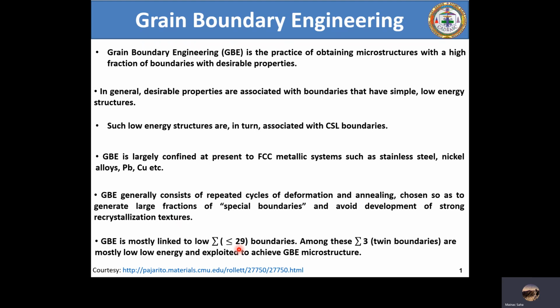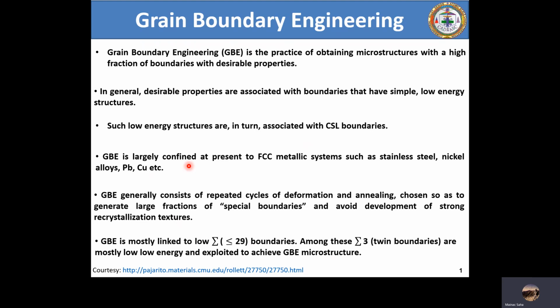Although people have reported this, among these, sigma 3 or the twin boundaries are mostly the lowest energy boundaries compared to sigma 5, sigma 7, and sigma 9, and must be exploited to achieve a grain boundary engineering microstructure. This is exactly the reason why GBE at present is largely confined to FCC metallic systems which have low stacking fault energies, like austenitic stainless steel, nickel alloys, even nickel, even copper, lead, etc.